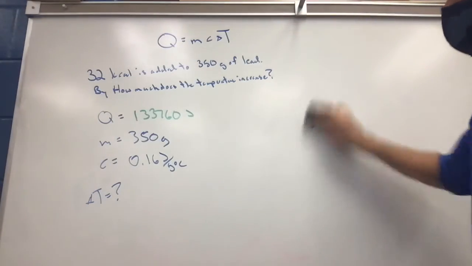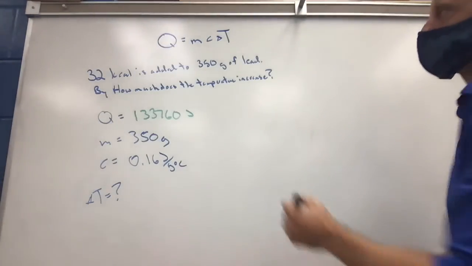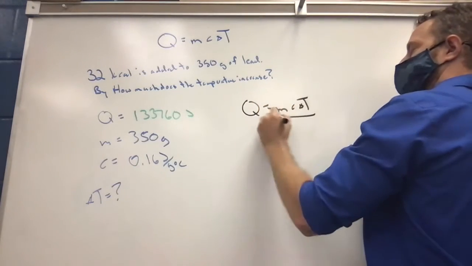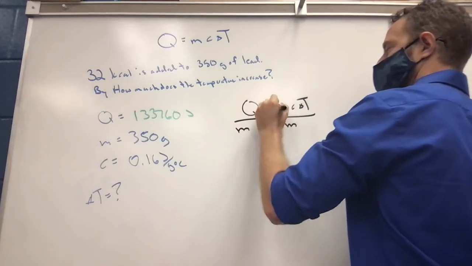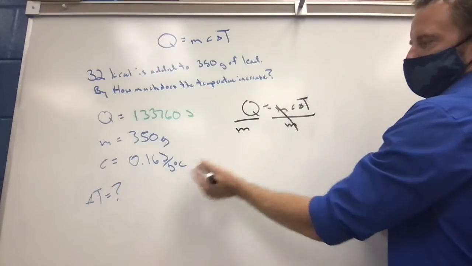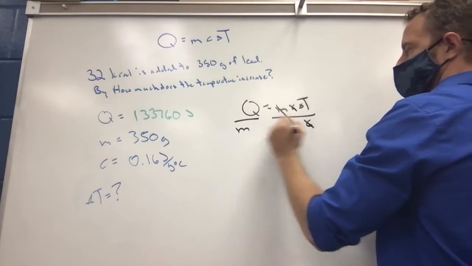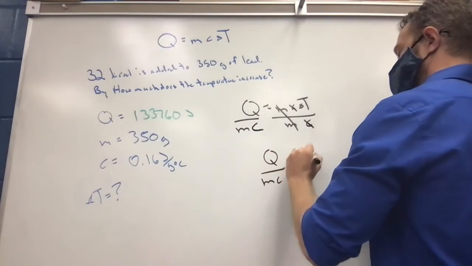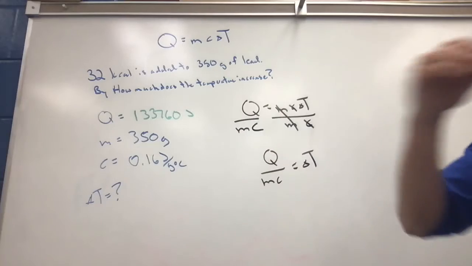Well, I'm going to do the same thing here, except I've got multiple numbers there. So I'm going to take my MC delta T. I'll divide both sides by M. That gets rid of the M. Divide both sides by C. So it's Q over MC, delta T equals Q over MC. MC, that's like a DJ or something, right?